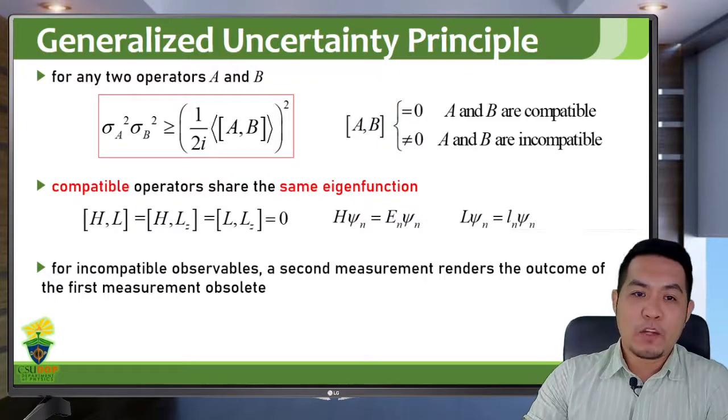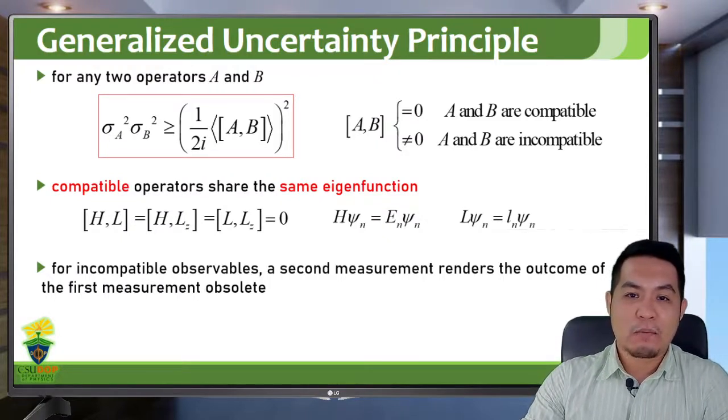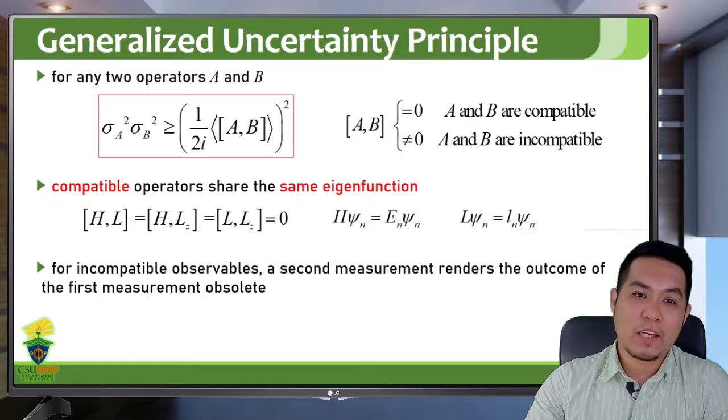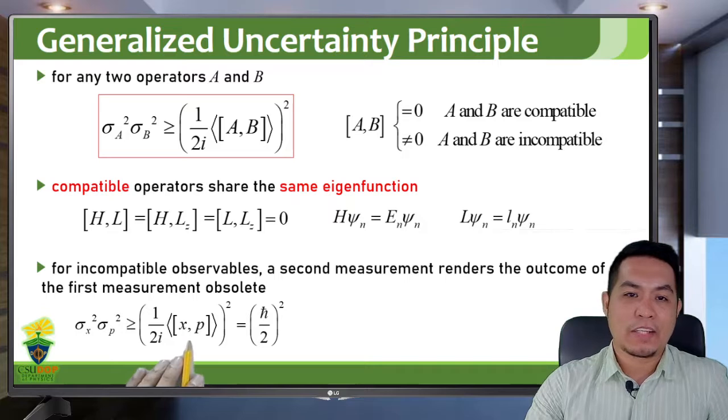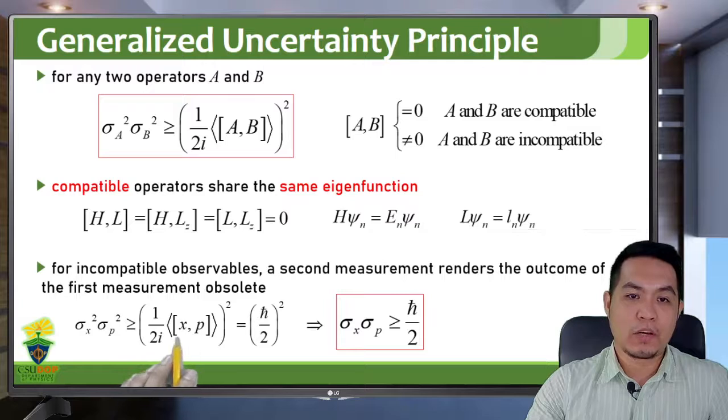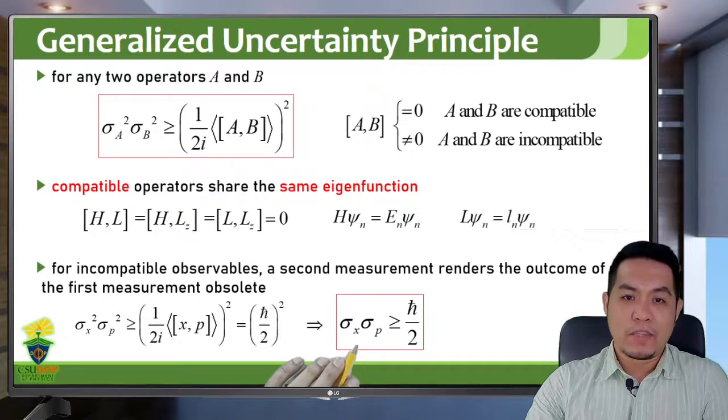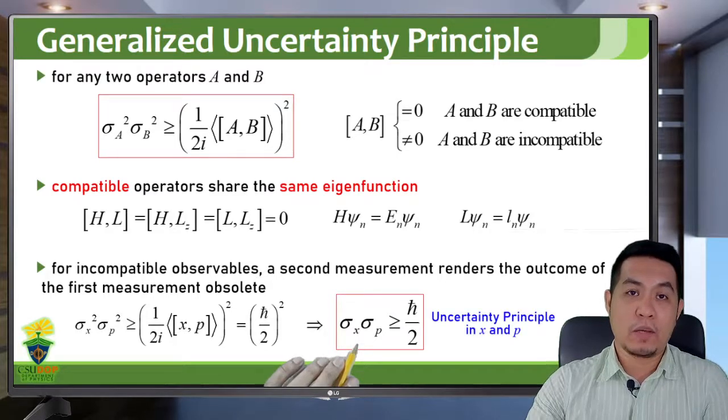For incompatible observables, a second measurement will render the outcome of the first measurement obsolete, meaning you cannot simultaneously measure both of the observables at the same time. For instance, we try to verify the uncertainty relation in position and momentum. The commutation relation between X and P is actually i h bar. This term here in the commutation relation is i h bar, so that you will obtain the uncertainty relation in position and momentum.